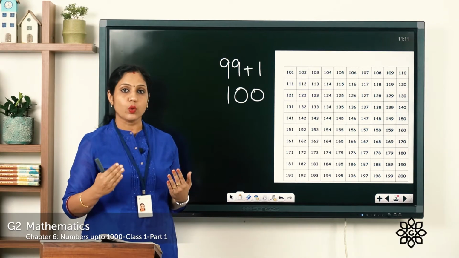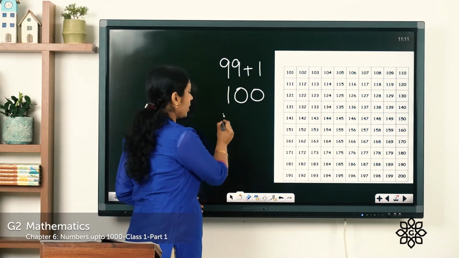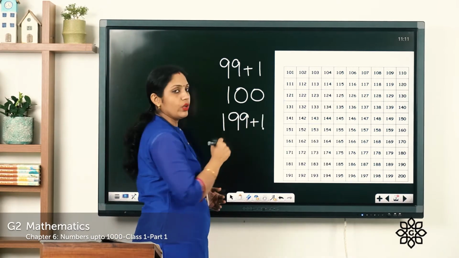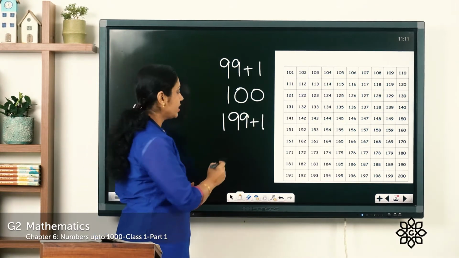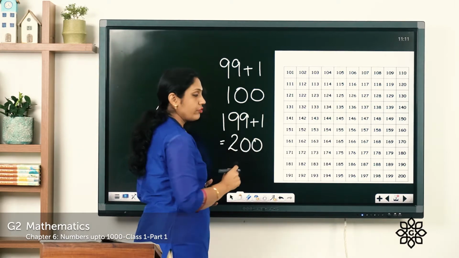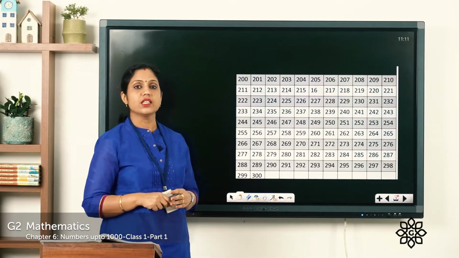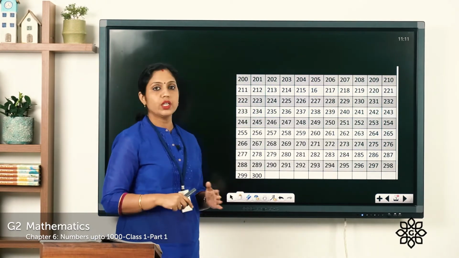And when it reaches 199, what will be the next number? 199 plus 1, we will get the next number and that is the next 100. That is, it is equal to 200. So after 100, which is the next 100? 200. Now here is a table of numbers from 200 to 300.